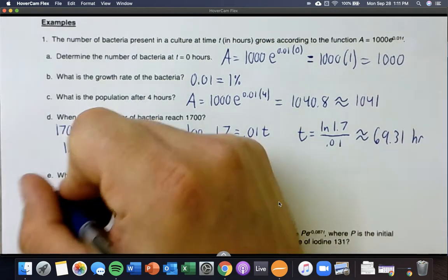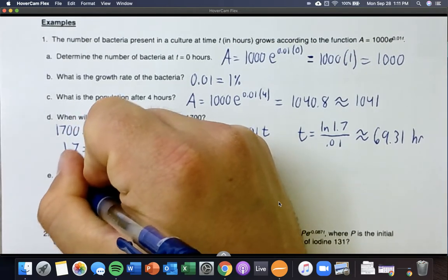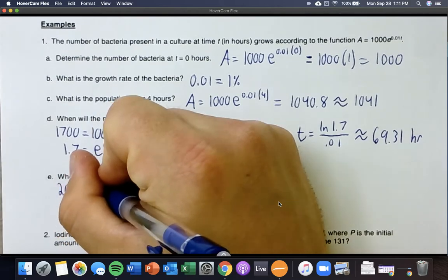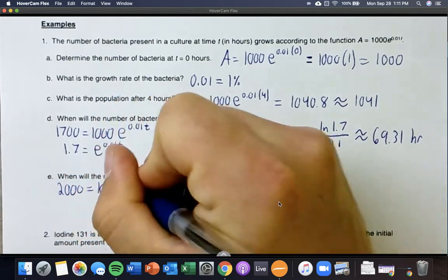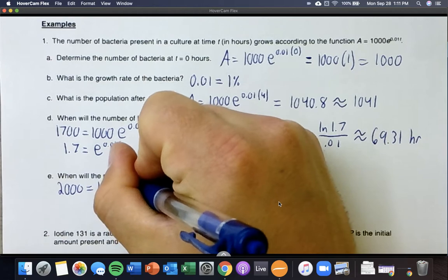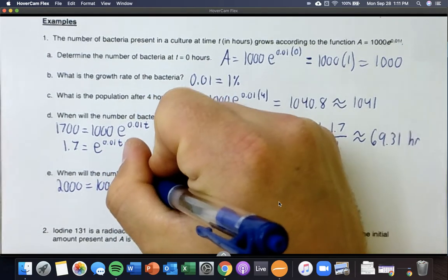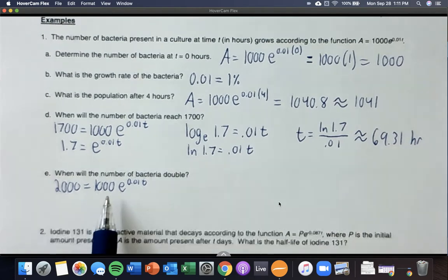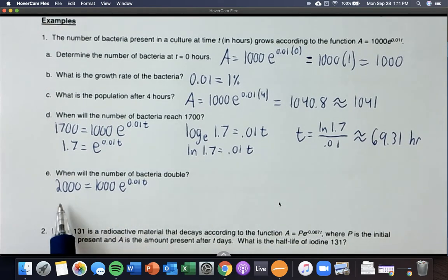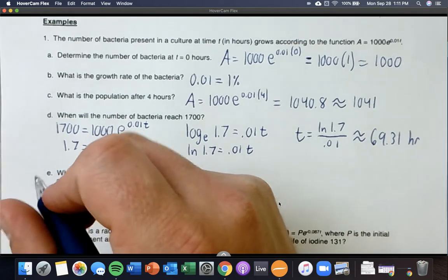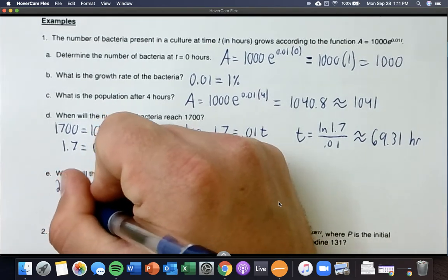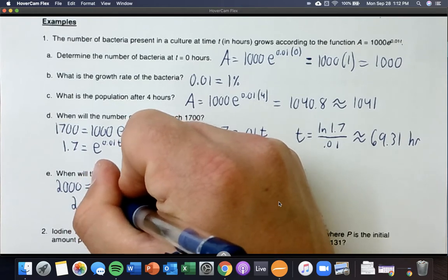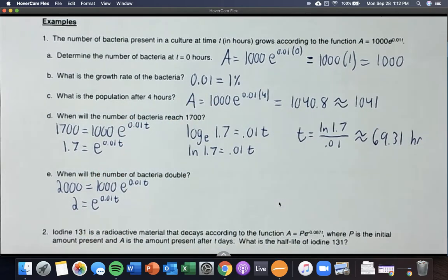So we want to know, when is it going to be 2,000? We set that equal to 1,000 times e raised to the 0.01 t. We can divide this 1,000 over again. 2,000 divided by 1,000 is just 2. So 2 is equal to e to the 0.01 t.